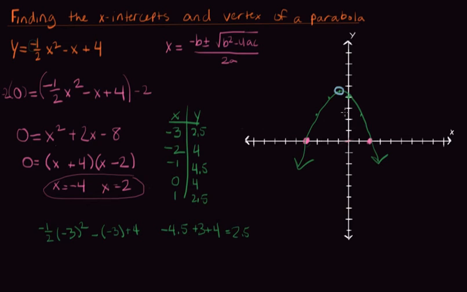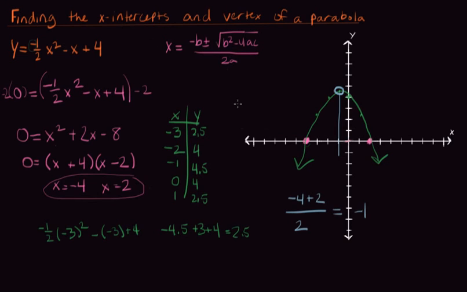So another way of finding the vertex is to look for the point that's right in the middle of the two x-intercepts. Right in between the two x-intercepts is going to be the vertex. So you can actually take the average of the two x-intercepts. We could do negative 4 plus 2 over 2. That is one way to find the x-coordinate of the vertex. So this would be negative 2 over 2, which is just negative 1. The x-coordinate of the vertex is the average, right in between the two x-intercepts.